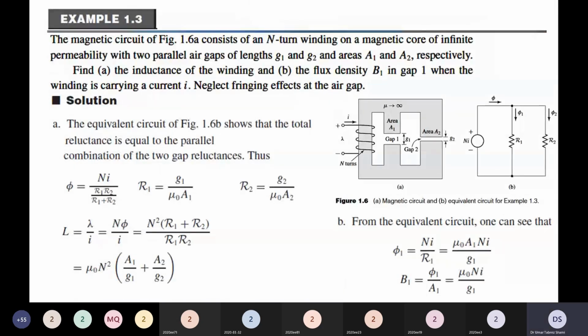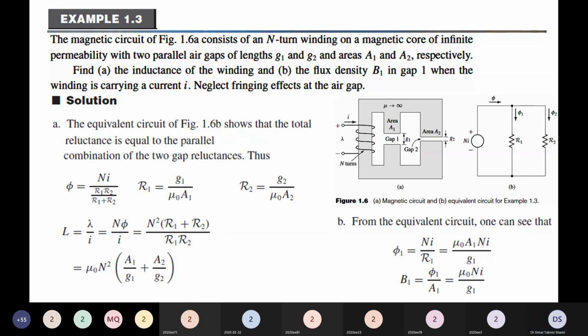Right, now we come to example number 1.3. The statement is very simple. The magnetic circuit shown in figure 1.6 consists of N number of turns on a magnetic core of infinite permeability with two parallel paths G1 and G2 and areas A1 and A2 respectively. Find A, the inductance of winding, and B, the flux density in G1 when winding current is I, neglecting fringing effect in the air gap.